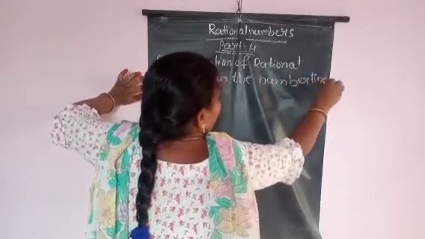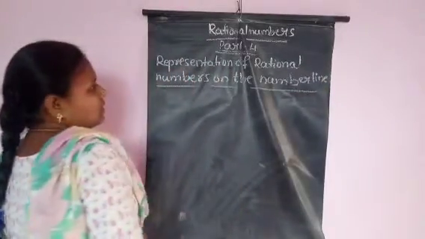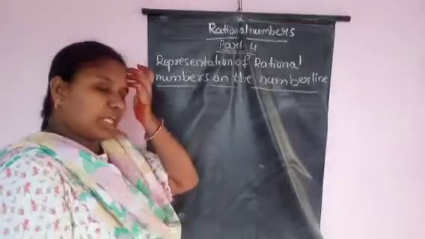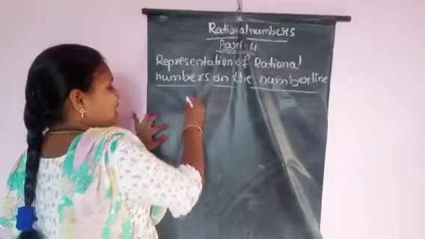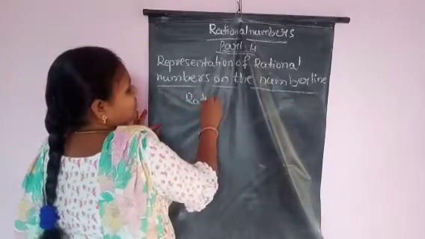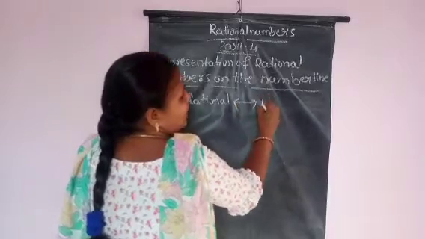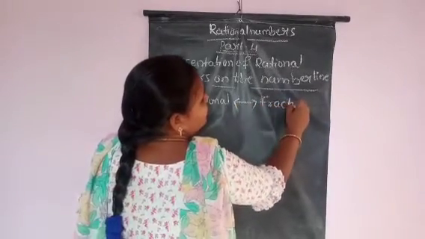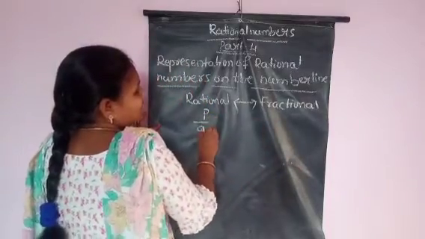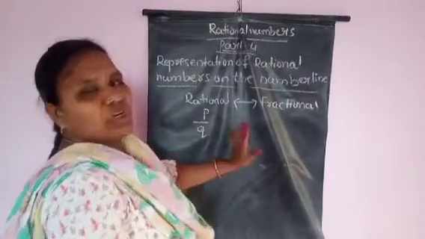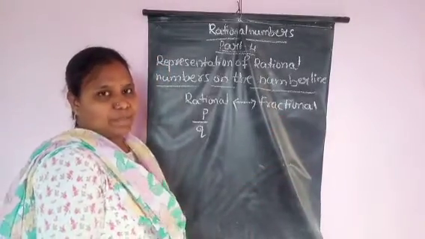Before going to represent this, let us discuss rational numbers. How many types of rational numbers are there? Rational numbers are also called fractional numbers. We can express rational numbers in the form of p by q, so these are also called fractional numbers.